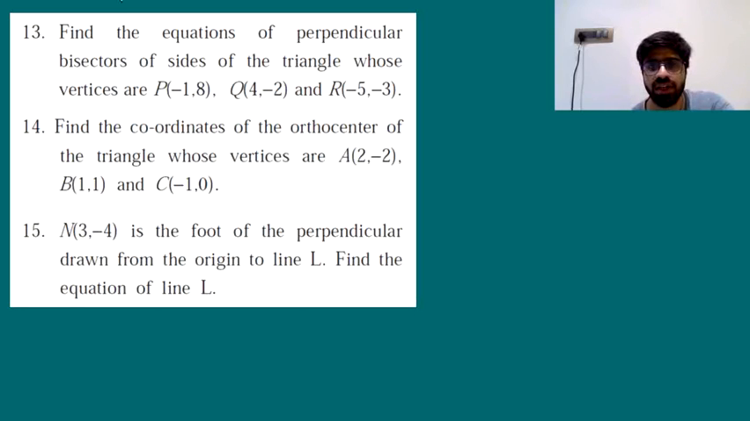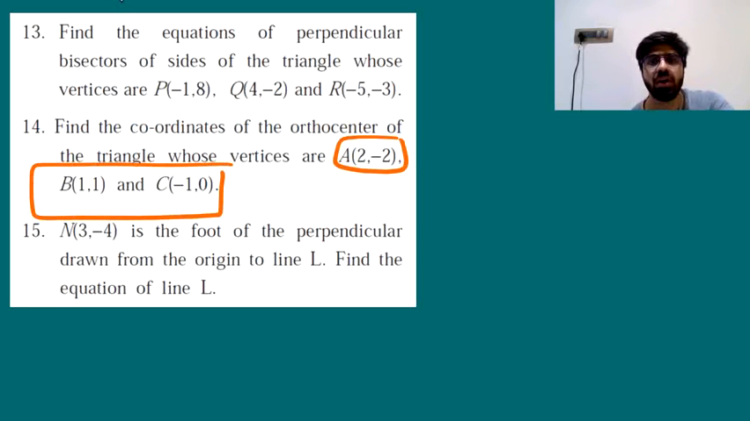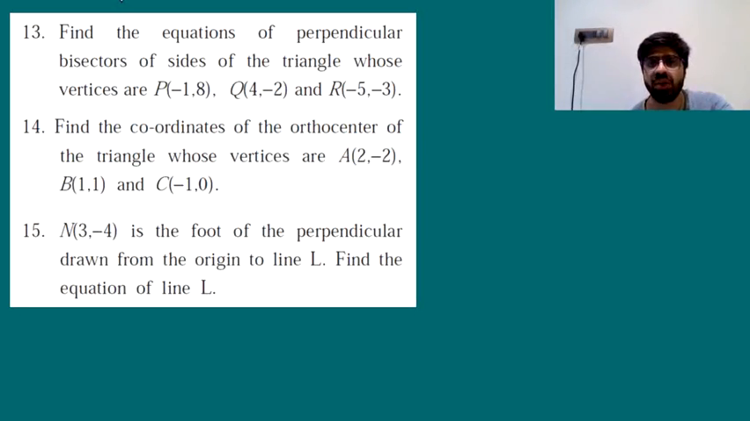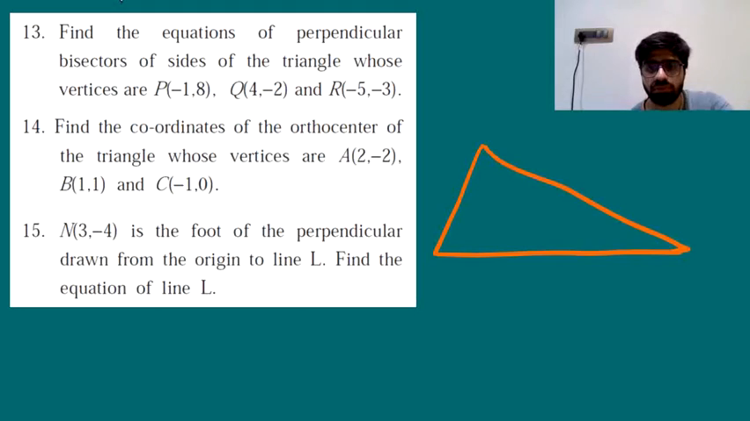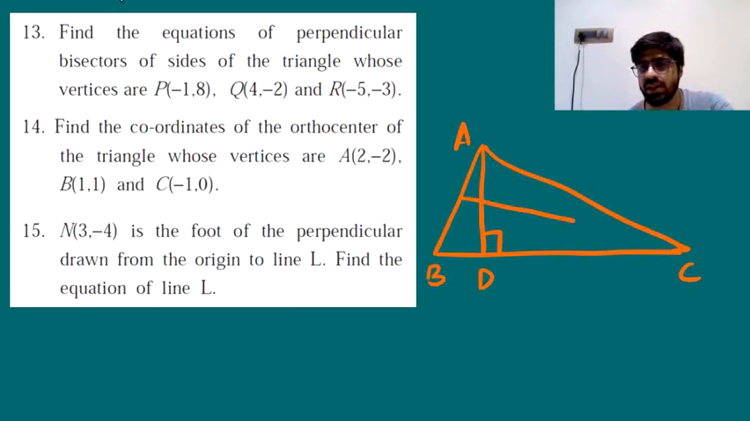In question number 14, we need to find the coordinates of the orthocenter of the triangle whose vertices have been given to us. Orthocenter means the point of intersection of all the altitudes. So if I make the triangle like this, that's A, B, C, and if this is your altitude AD, let's draw one more altitude, CF, another altitude. There's a third altitude also. I'm not drawing it here, but the third altitude will pass through the same point. So the point of intersection of the altitudes is the orthocenter.